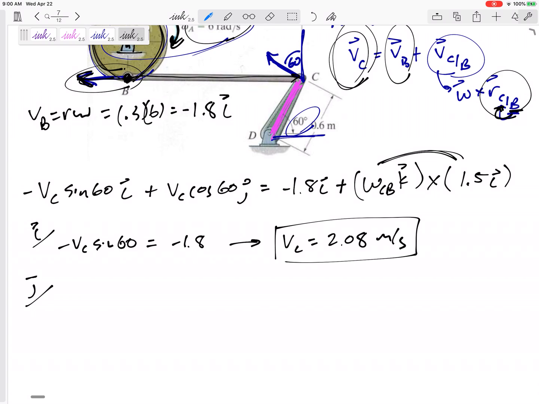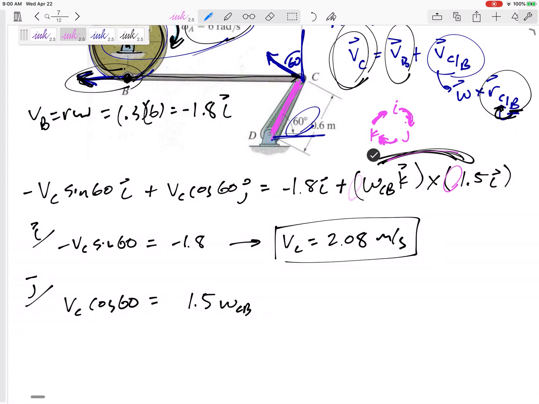And my J equation, VC cosine 60 equals, all right, so here, this is going to be in the J, so 1.5 omega. But should this be positive J or negative J? K cross I. I like to do this circle type thing. If I'm going kind of in alphabetical order, I cross J is positive K. J cross K, positive I. K cross I, positive J. So yeah, there, just said it. K cross I is positive J, and there's positives, positives, positives.